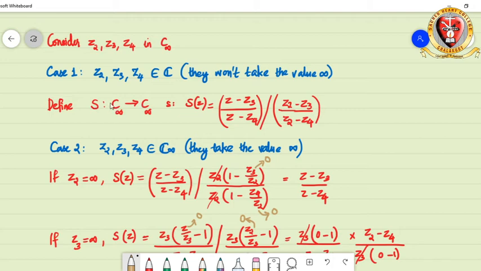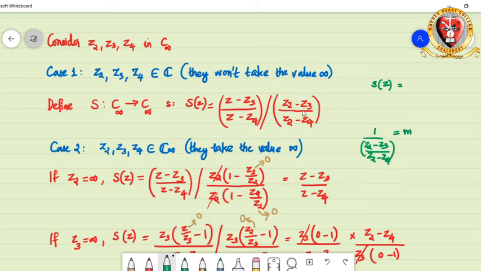In this case we are going to define S from C infinity to C infinity such that S of z is equal to z minus z3 divided by z minus z4, the whole divided by z2 minus z3 divided by z2 minus z4. This is a very important section you have to understand. Here, suppose 1 by z2 minus z3 divided by z2 minus z4, you can call it some m.